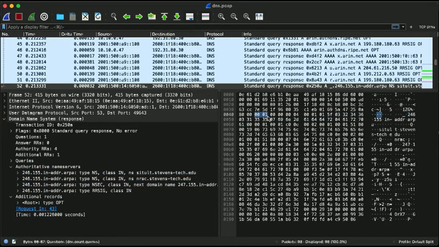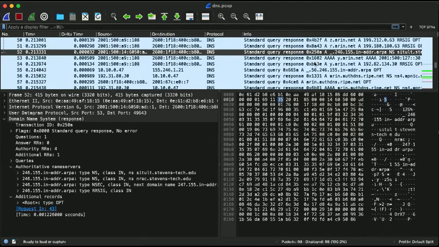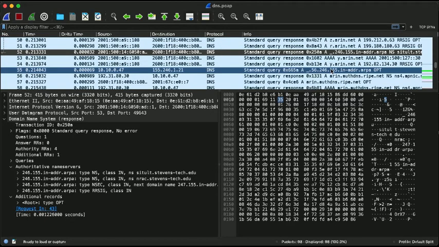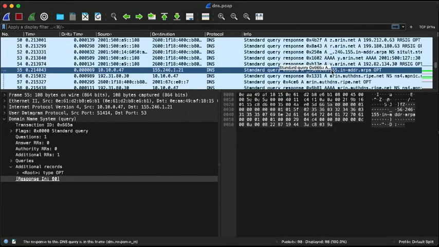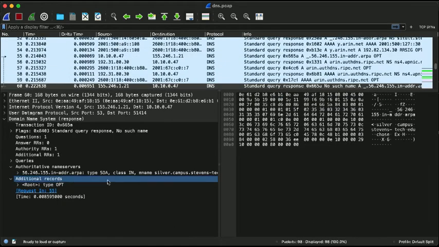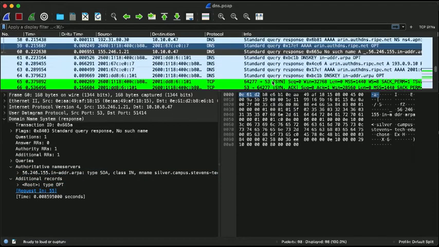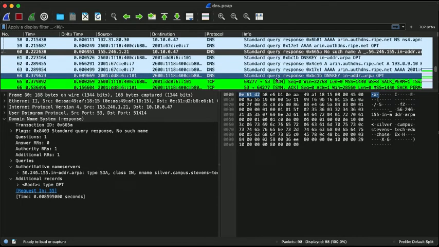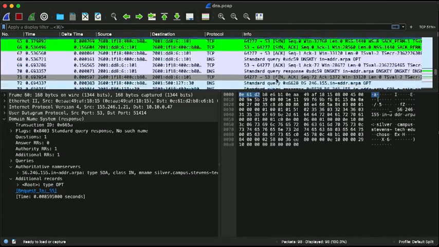This is because the 155.246/16 block was delegated to Stevens, as you remember from our earlier videos. And so the 246.155.in-addr.arpa zone is also delegated to Stevens, thereby allowing Stevens to add entries into that zone as they see fit. So when we go up the reversed IP address by octet, we eventually find our final PTR record here with the response returned by nrec.stevens-tech.edu.